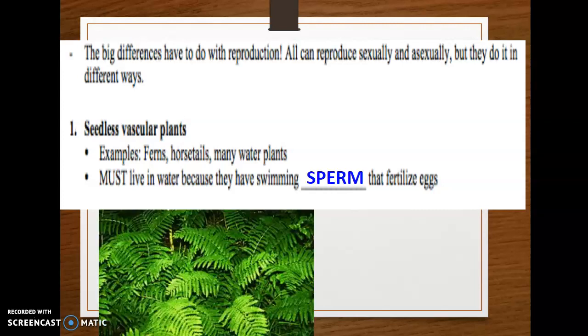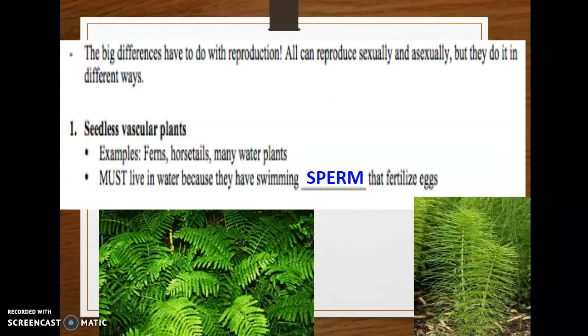So in this case, what they've evolved to do is live in the water because they have swimming sperm that can fertilize the eggs. Examples of these that you might see are ferns and horsetails, so plants that really grow in the water so that their sperm can fertilize the eggs.